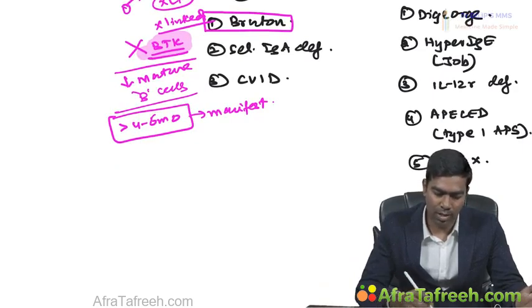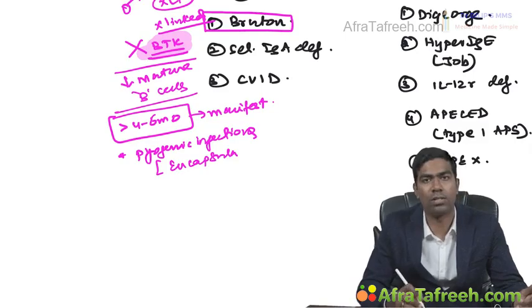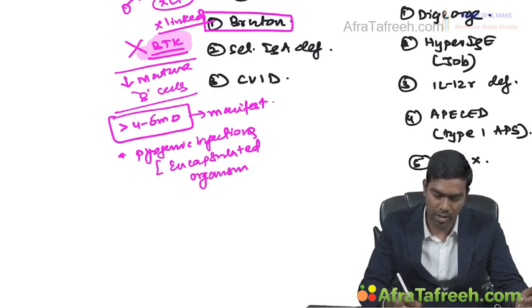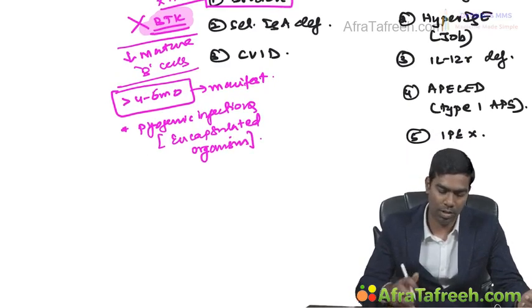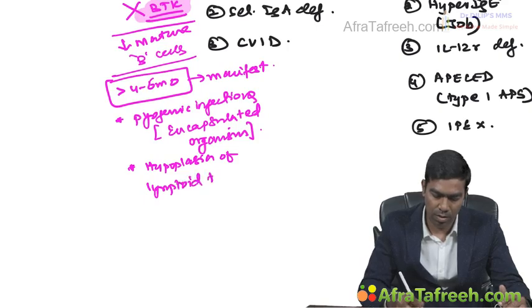The important thing is that the patient is going to get a lot of pyogenic infections. Especially, these antibodies are very important for protection against encapsulated organisms like pneumococcus, Haemophilus influenzae, and Neisseria species, especially meningococcus. So all these organisms will be attacking the child, and there is a lot of chance that the child may die of fulminant sepsis due to one of these encapsulated organisms and pyogenic infections. And patients will have hypoplasia of lymphoid tissue.